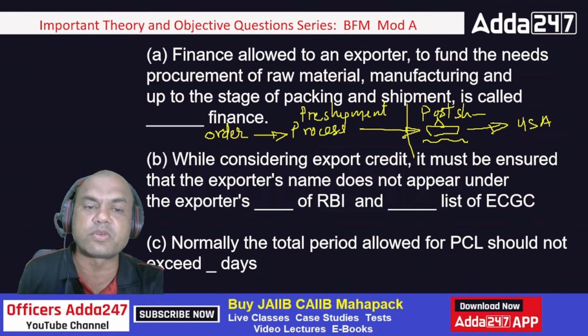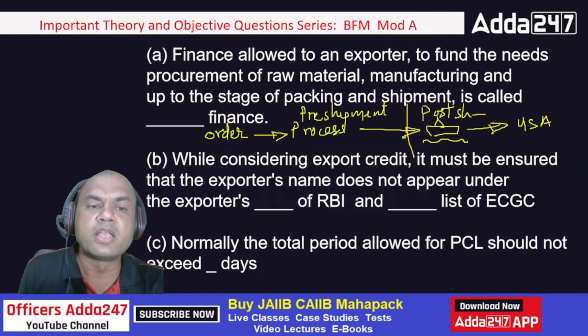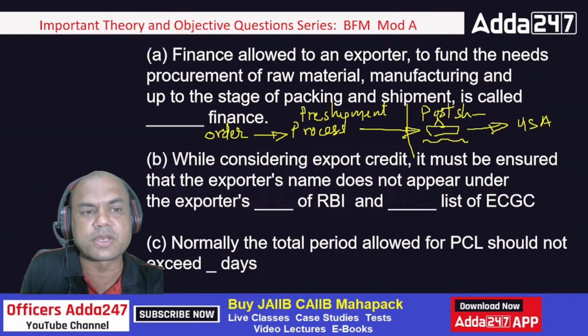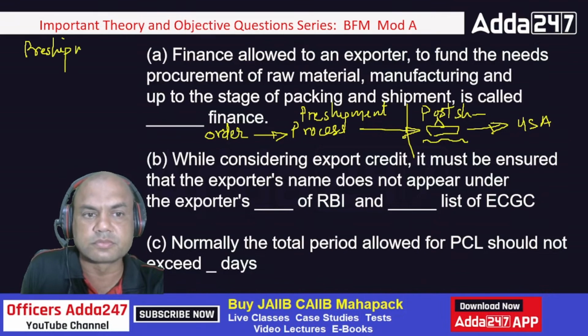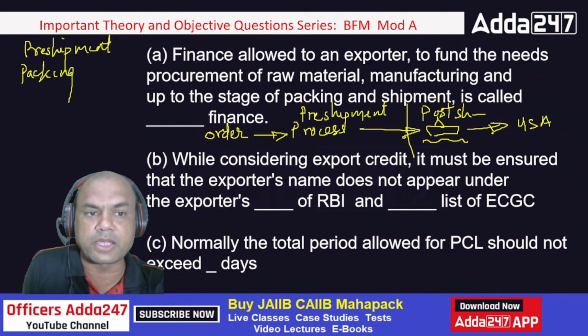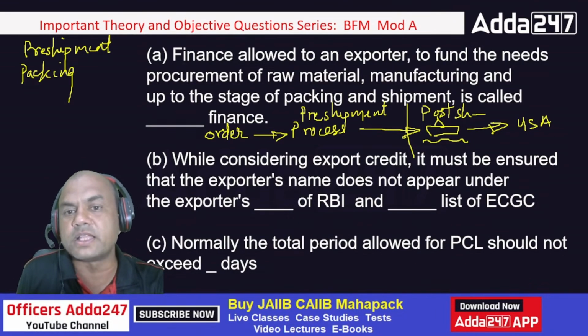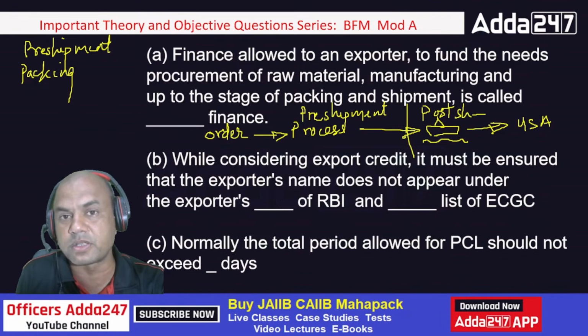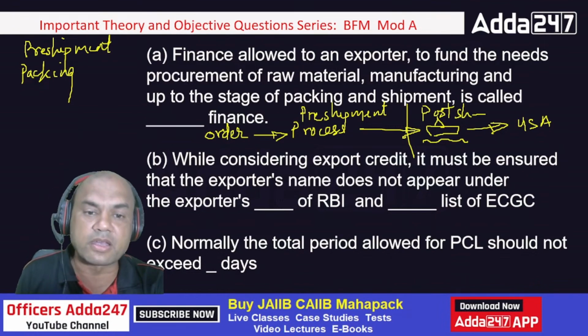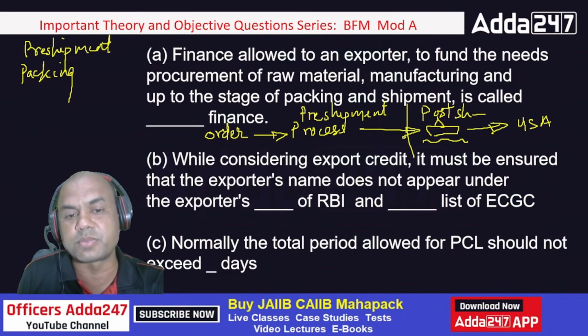So this is known as what? Pre-shipment. There are two names to this. One is pre-shipment, and second is packing credit. That is also another name. So finance allowed to an exporter to fund the needs of procurement of raw material, manufacturing up to the stage of packaging and shipment is called as packing credit finance or pre-shipment finance.